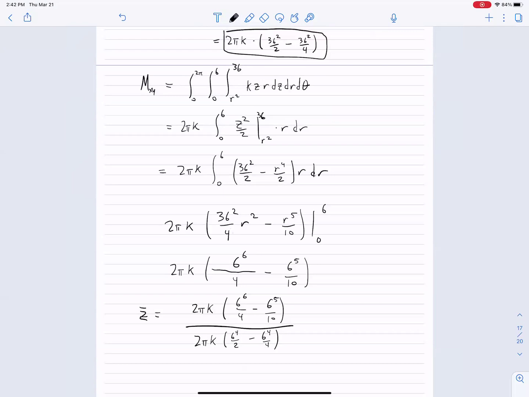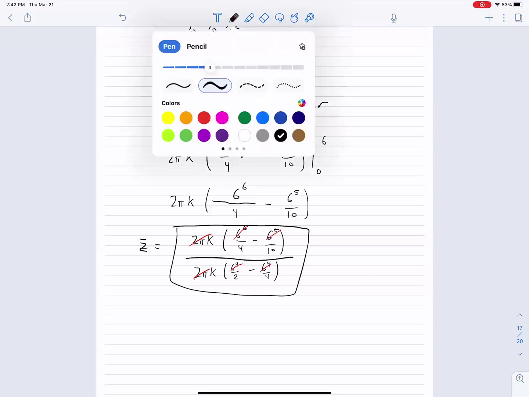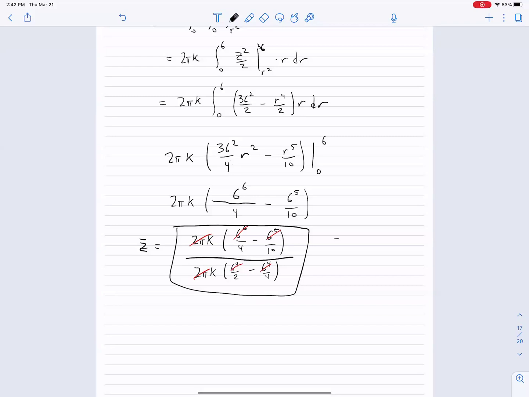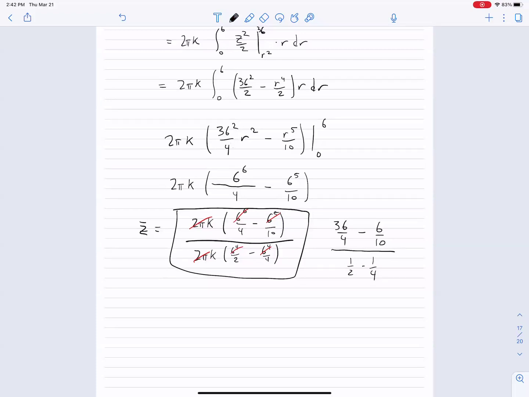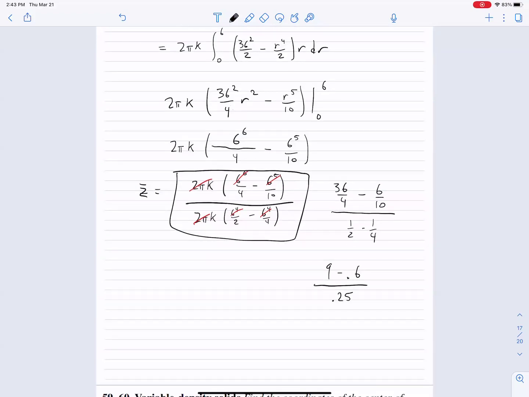I think this simplifies kind of nicely. This is the right answer, but I want to simplify it. The 2 pi k cancels, and the 6 to the 4th on the bottom cancels up top, leaving 36 over 4 minus 6 over 10, divided by 1/2 minus 1/4. That's 9 minus 0.6, divided by 1/4, which is 0.25. So 8.4 times 4 is 32 plus 1.6, so 33.6.